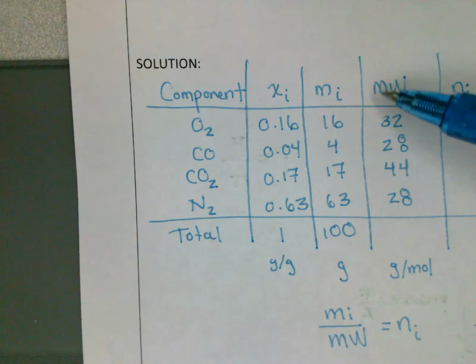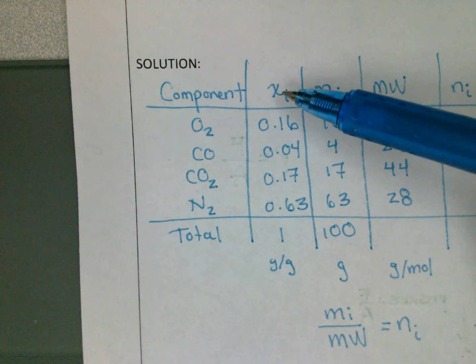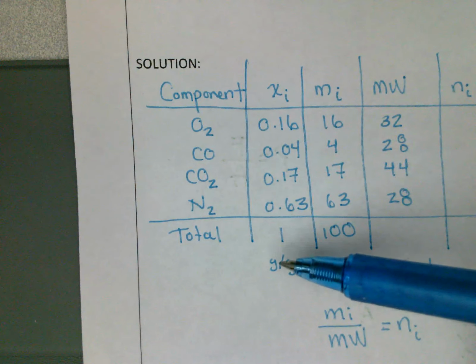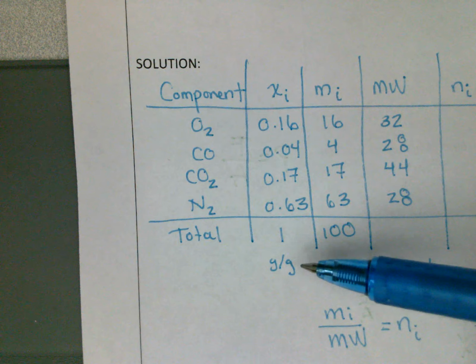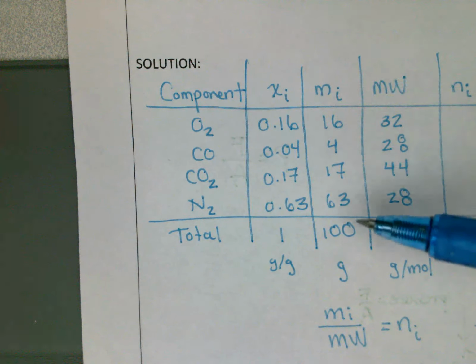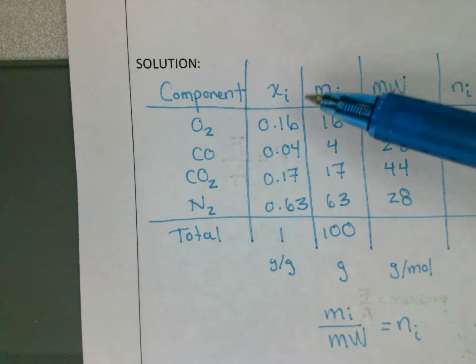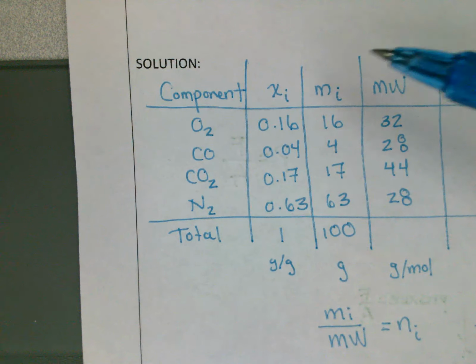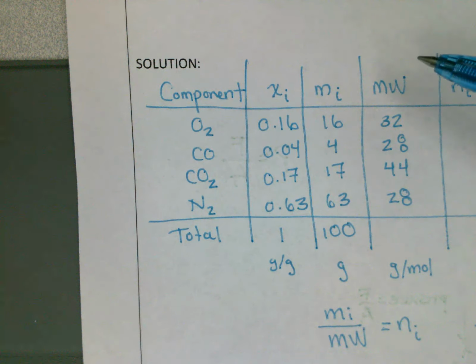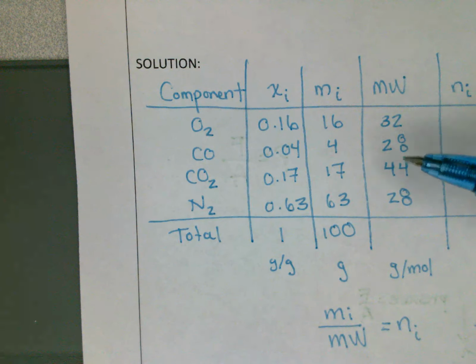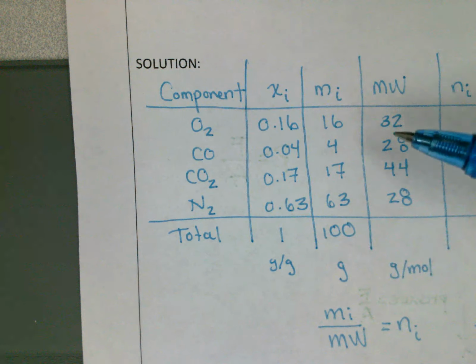Molecular weight, you can't multiply by just the mass fraction because the mass fraction is in terms of grams of substance per gram of total. You need to start with the grams of the substance, and that's what this column with the M is representing. So you have to come here first, and then you can multiply by the molecular weight because the molecular weight is specific to each compound. It's not the same as the total, right?